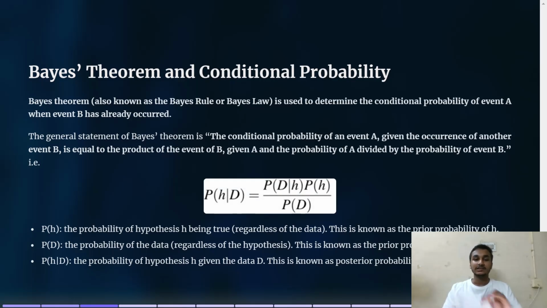Okay, Bayes theorem and conditional probability. Bayes theorem is used to determine the conditional probability of event A when event B has already occurred. Basically, events are of two types: independent and dependent. If we talk about the probability of throwing a die and getting a two, it's 1 upon 6. And if we throw the same die again, then the probability of getting a 6 is also 1 by 6. Both events are independent, and the probability of getting a 2 does not affect the probability of getting a 6.